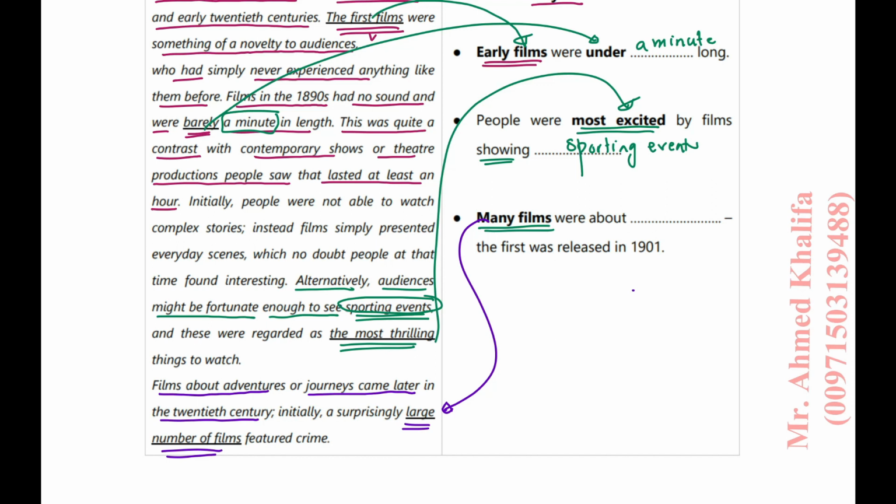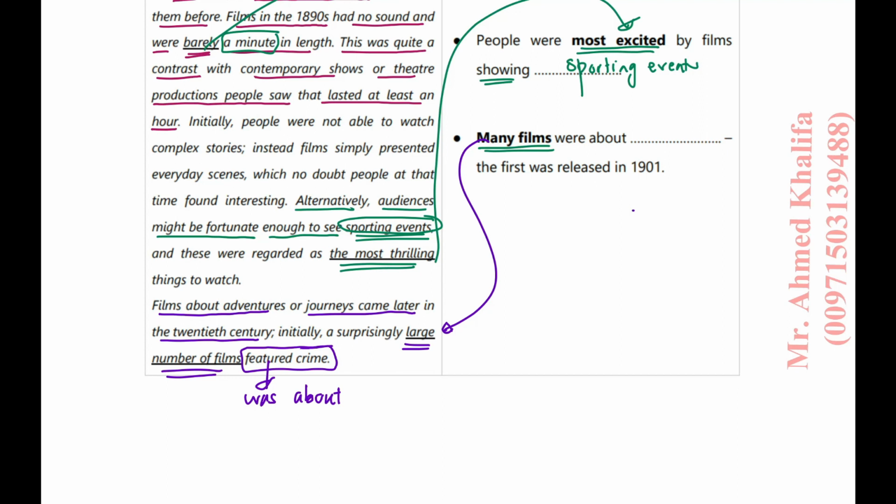Whereabouts the first was released in 1901. Okay, so it was about what? It was about feature. So here featured crime. So as if feature was about, that's the synonym, okay? Was about what? Crime. So you write crime here. Hopefully you understand my point.